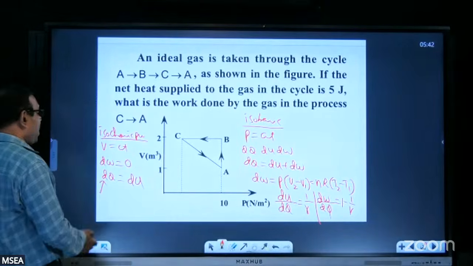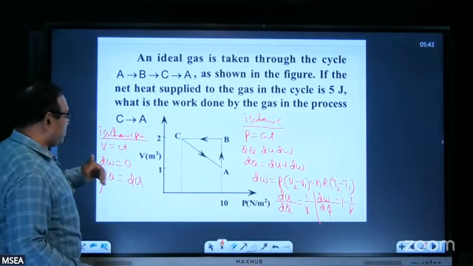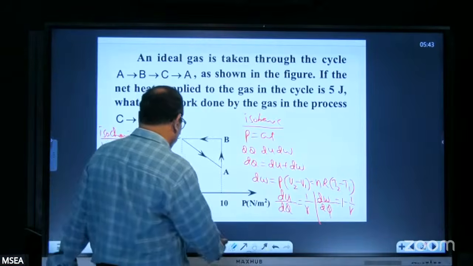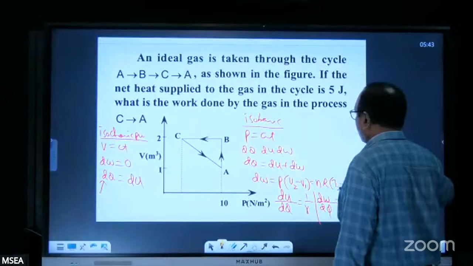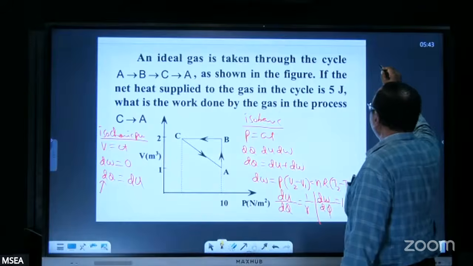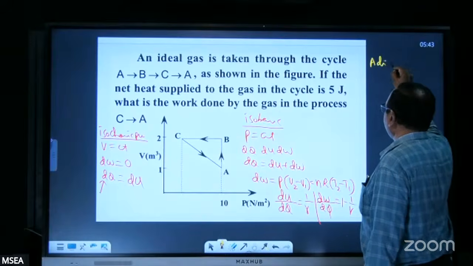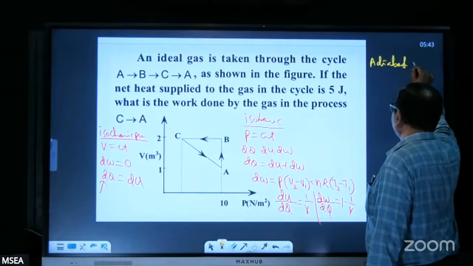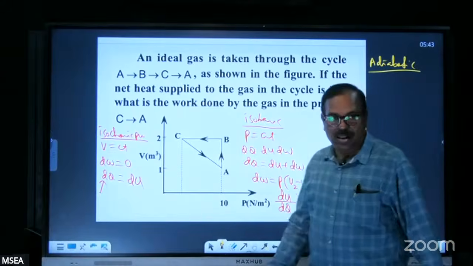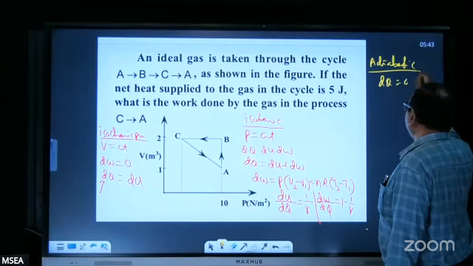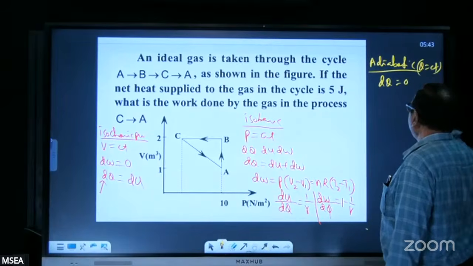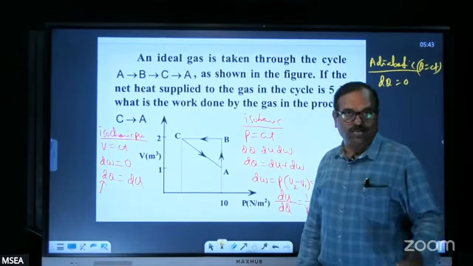Okay, right. This is the isochoric process, and another very important point you have to remember. We have isochoric, isobaric, and also adiabatic, and after that isothermal. In adiabatic process, which one is constant? The amount of heat is constant. As the amount of heat is constant, dq becomes zero.